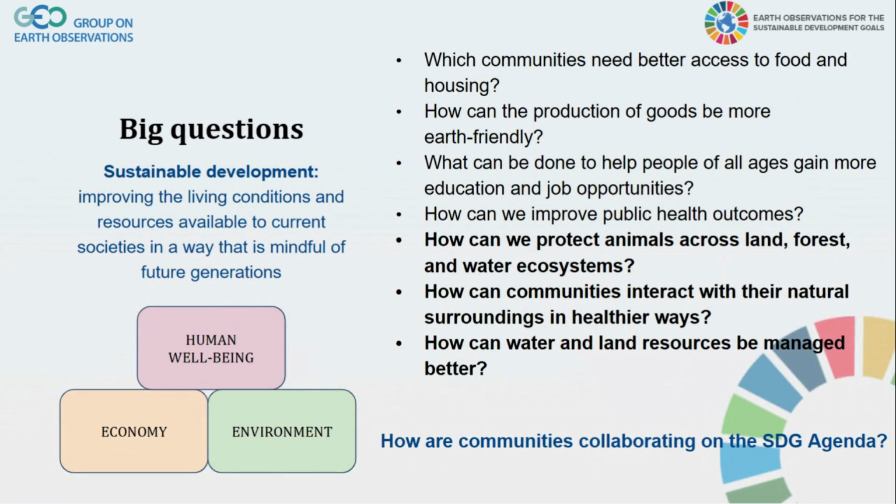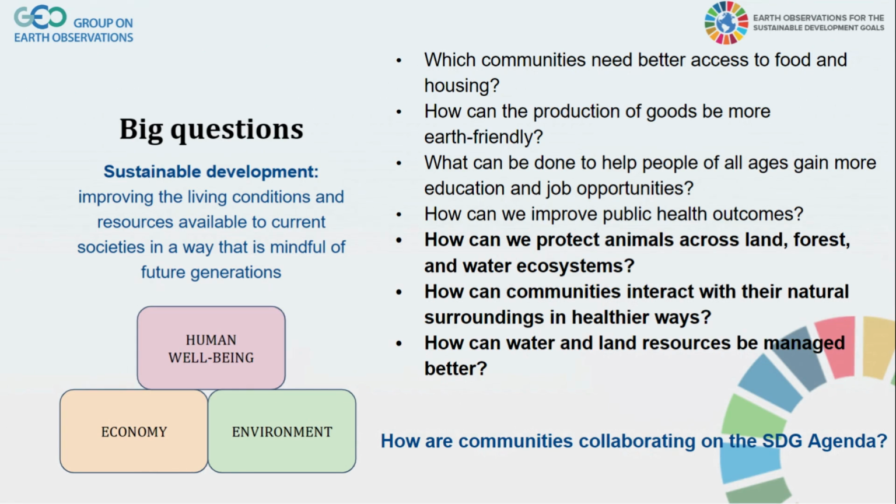So, what exactly is sustainable development? This is the effort to improve the living conditions and resources available to current societies in a way that is mindful of generations to come. So, this is kind of a three-pronged concept. One, we talk about human well-being, we talk about economic growth, and environmental health.